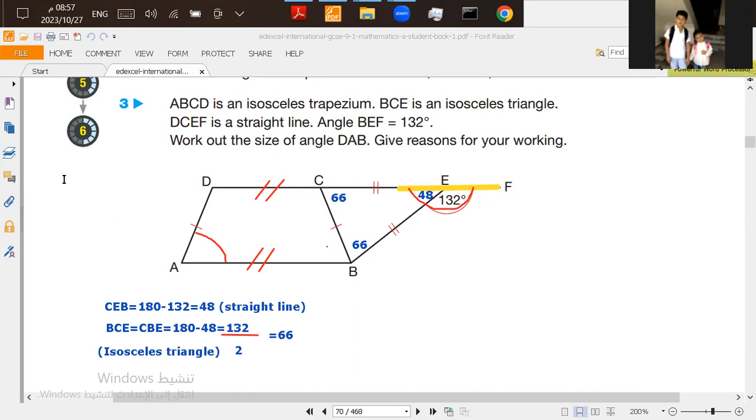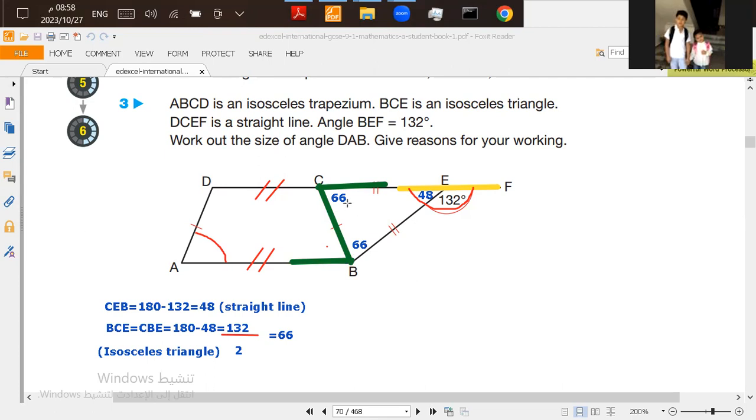Let me make it big so you can see it. This angle here is 66. Okay, we have that parallel line and this angle, which is the base of the trapezium. So this angle and this angle, focus on this.